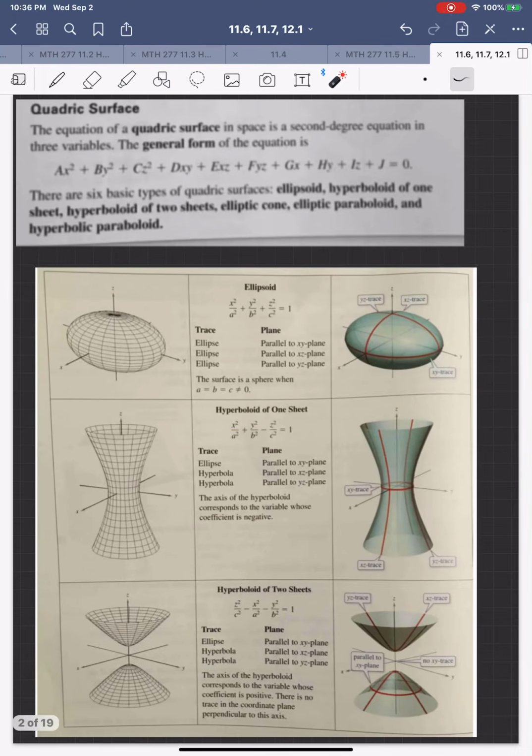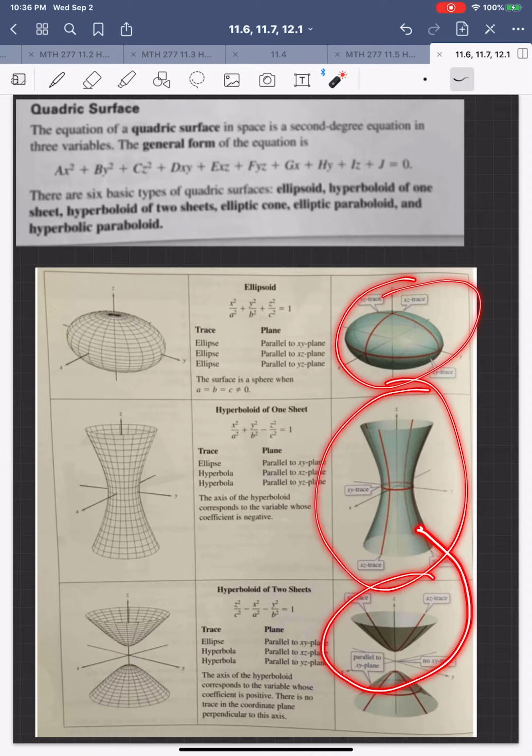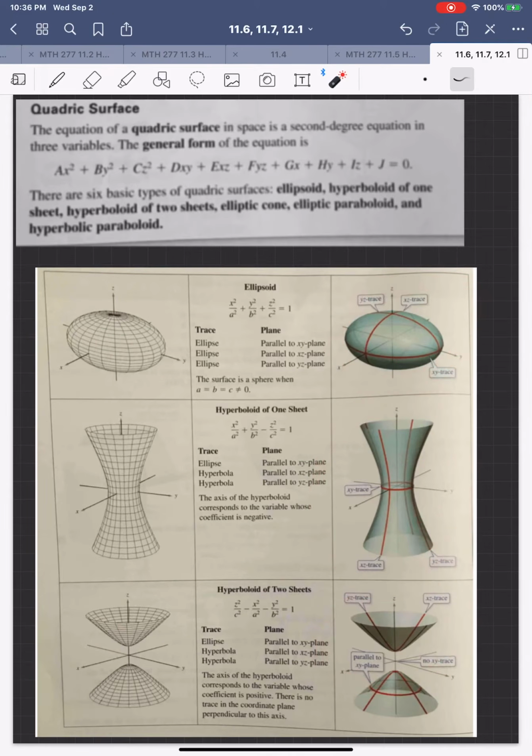All right, next type of surface, just to be aware of, is what we call quadratic surfaces. These types of surfaces that you're looking at here are the three-dimensional analogs of the conic sections, right? So conic sections like the parabola, the ellipse, the hyperbola. These are just three-dimensional analogs of that. And you can see the equations.